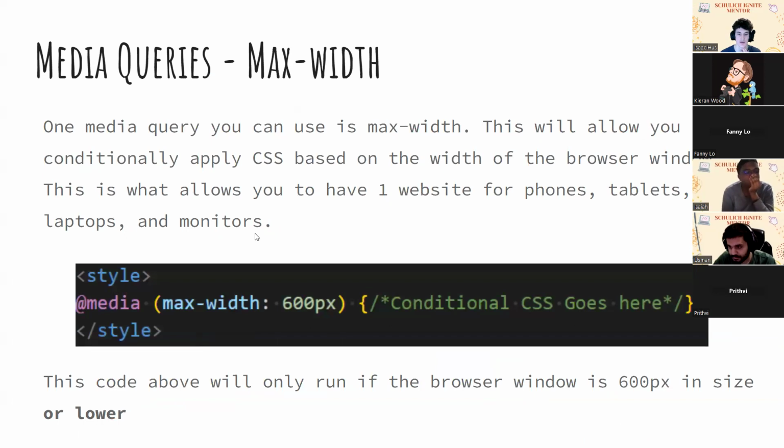So max width. Max width is once we get to this width, we want to change. And that's just done to the whole thing. So we have media max width, 600 pixels. We can define our own pixels. And then, yeah, conditional CSS. Again, this only happens up to 600. So 600 or lower is a better way to explain it.